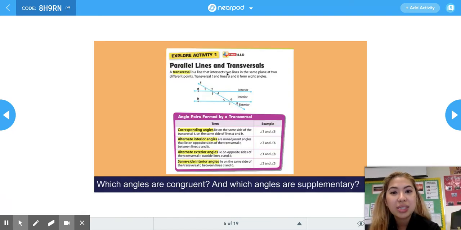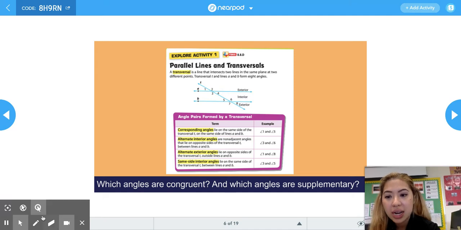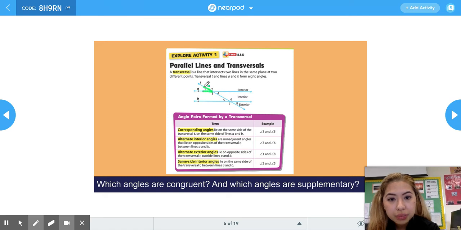So again, a transversal is a line that intersects 2 lines in the same plane at 2 different points. And so we have transversal line T here, intersecting parallel lines A and B. And so corresponding angles lie on the same side of the transversal and on the same side of lines A and B. So an example of that is angle 1 and angle 5. As you can see, they're in the same spot on the 2 different parallel lines.